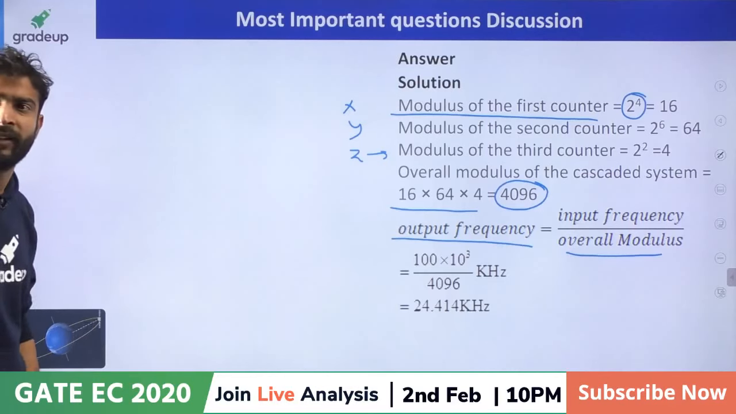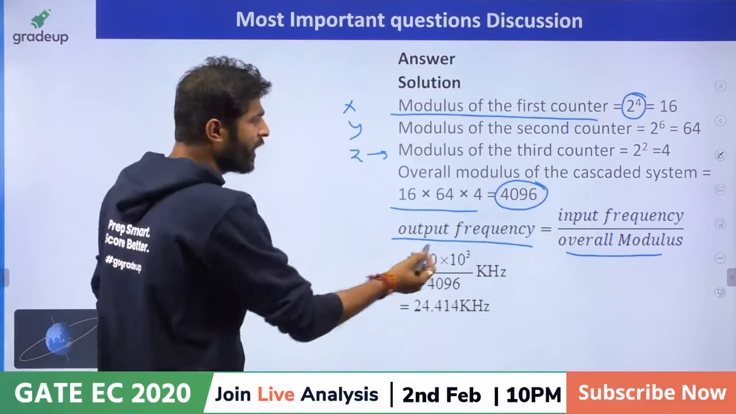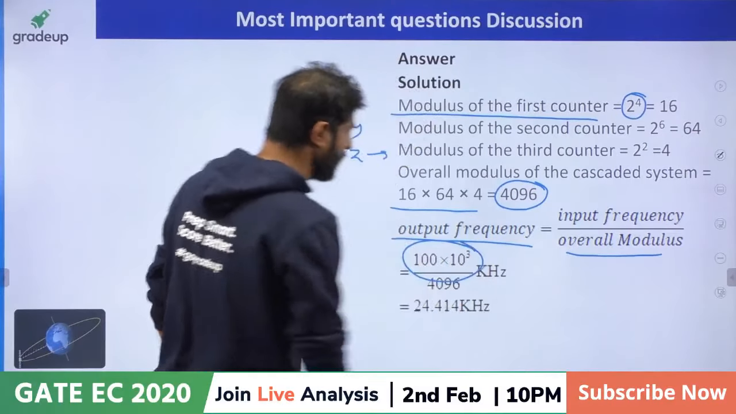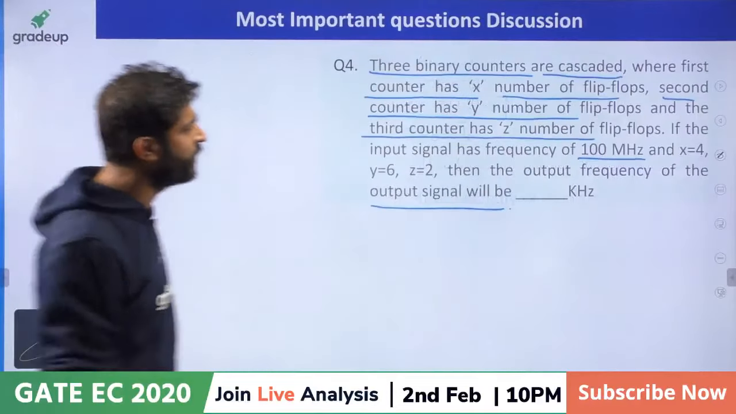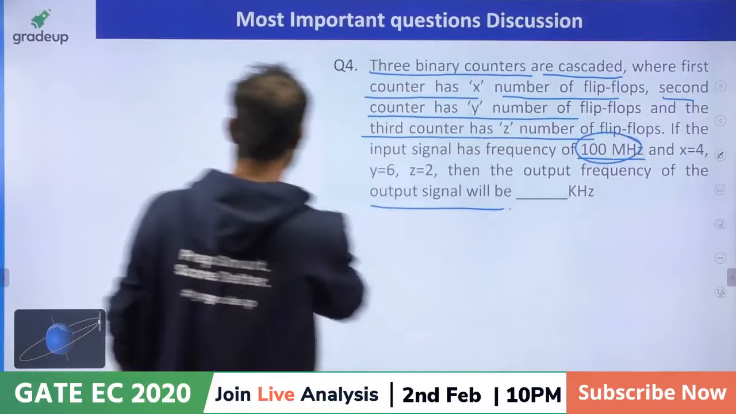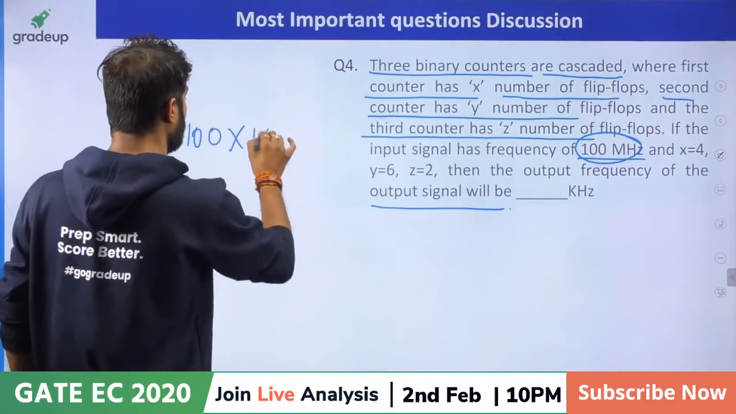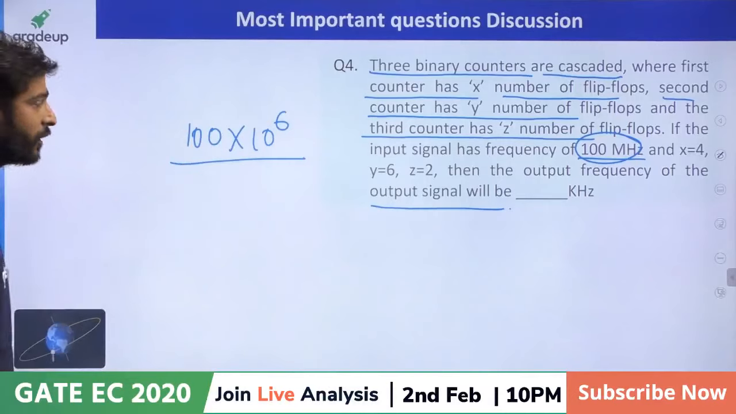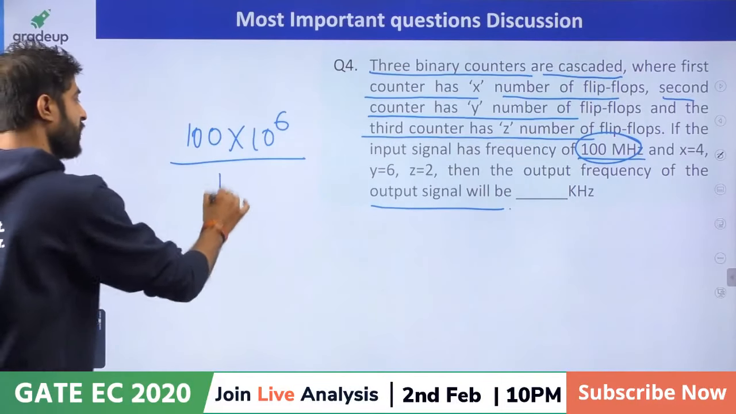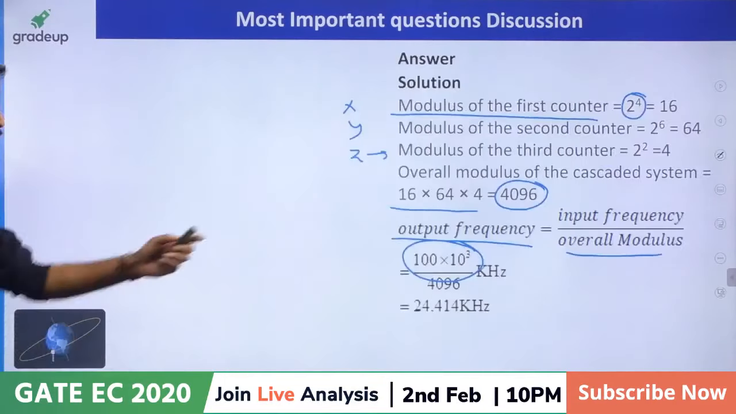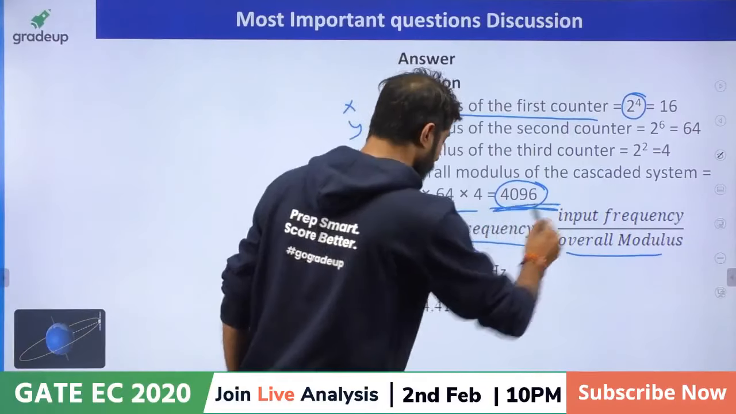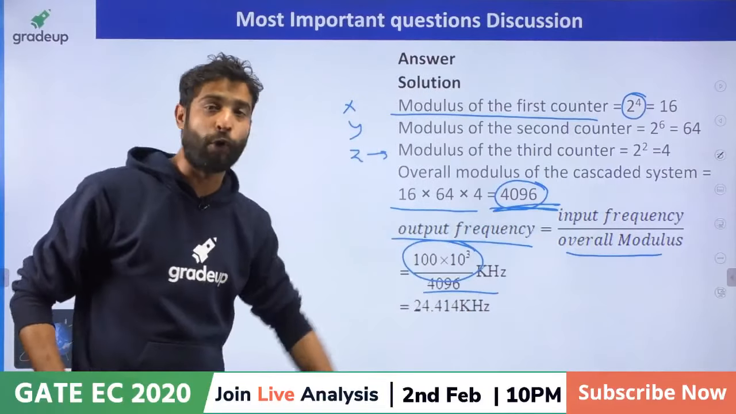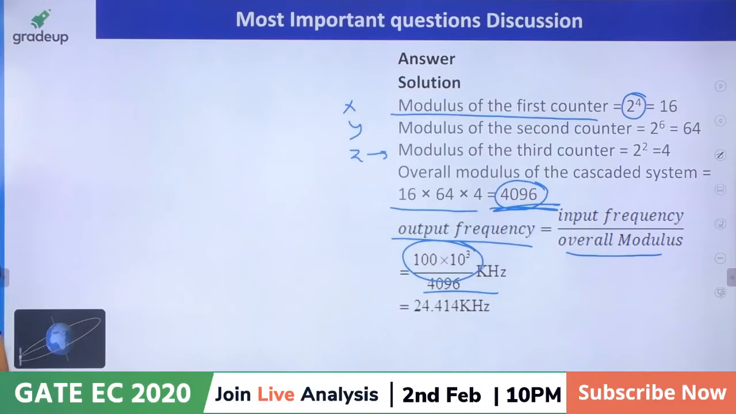अखिल, राइट? वशीम, कुछ नहीं करना दोस्त, आपको इनपुट की फ्रीक्वेंसी दे रखी है, देखो कितना दे रखा है इनपुट की फ्रीक्वेंसी, 100 मेगाहर्ट्ज. We know that 100 megahertz means 10 raised to power 6. This one is given, and mode is also given, so of course we can find out the overall mode. So just divide by the overall mode of the counter, which is 4096. Your answer is 24.41 kilohertz. Tejshri, correct, right?